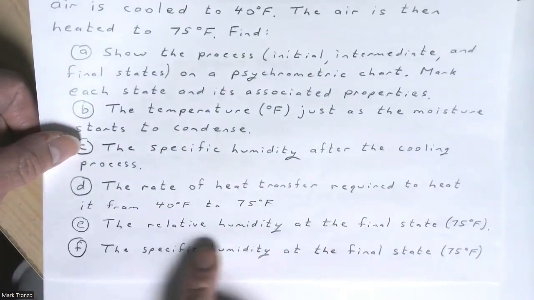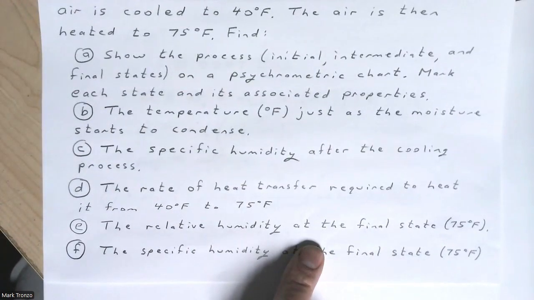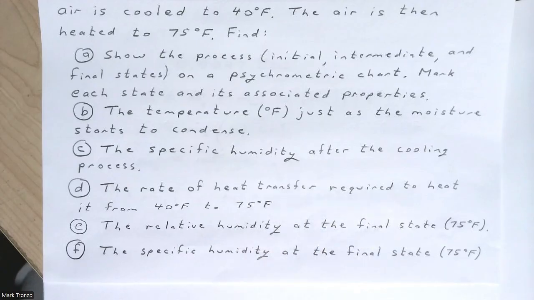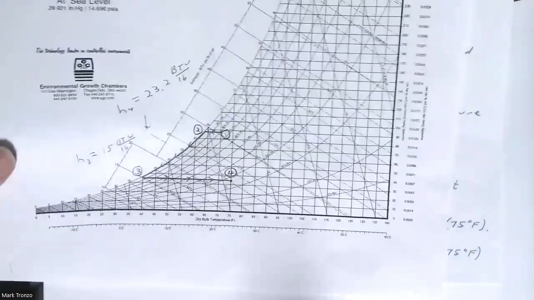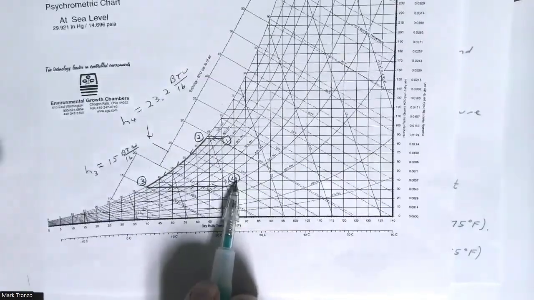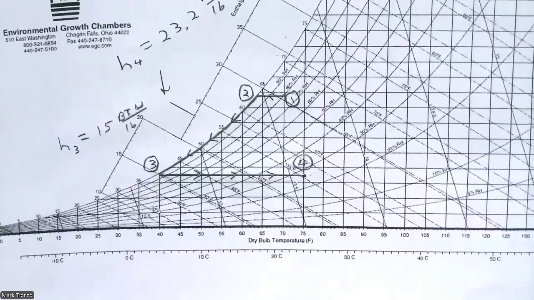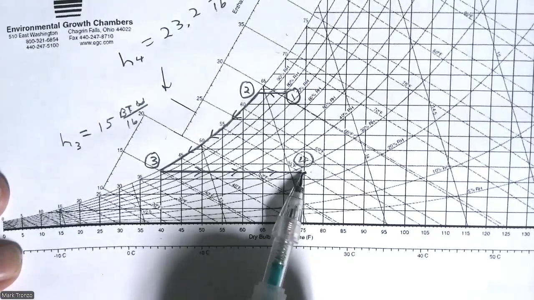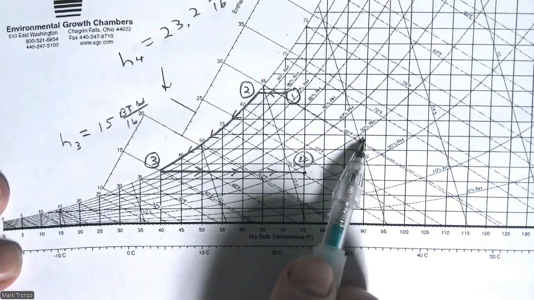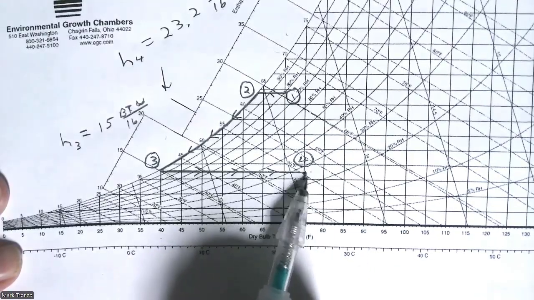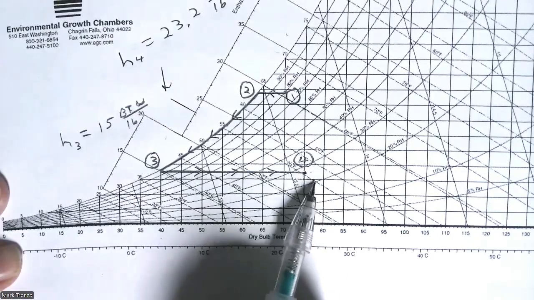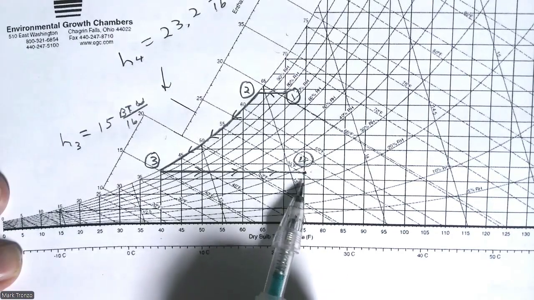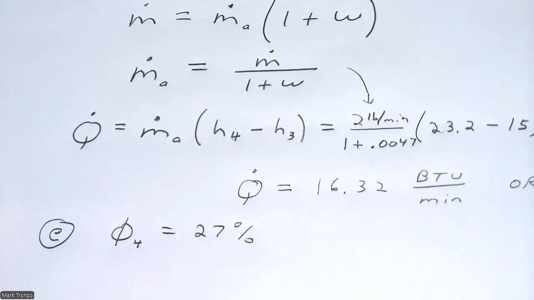Now, the relative humidity at the final state, we can get that right from our graph. And the final state was this point right here. And we can just read it. And here it's going to be between 20 and 30% relative humidity, somewhere in between this curve and this curve, 20, so down to maybe 27%, 28%. I'm going to estimate 27%.